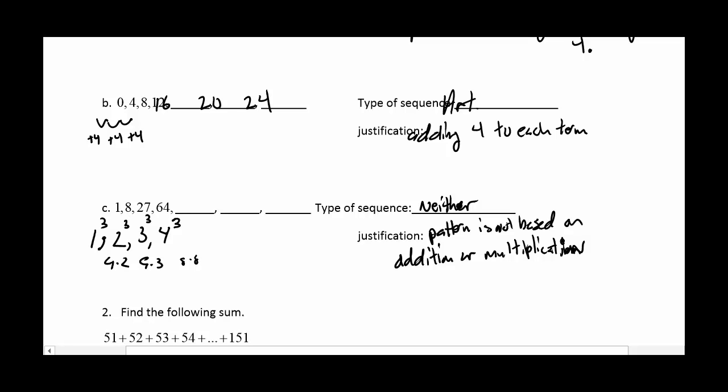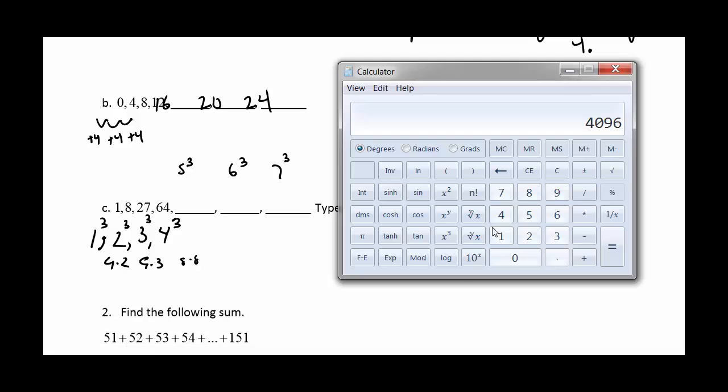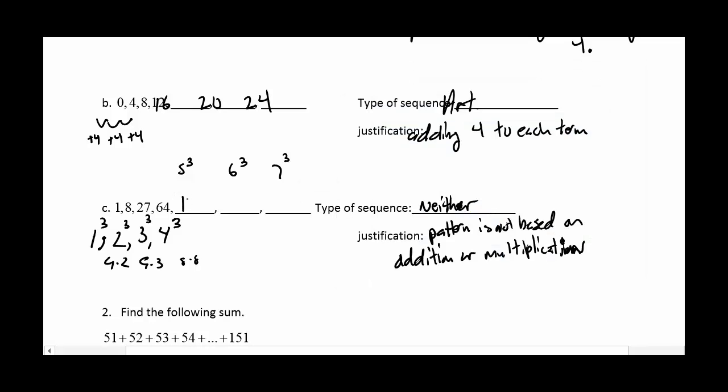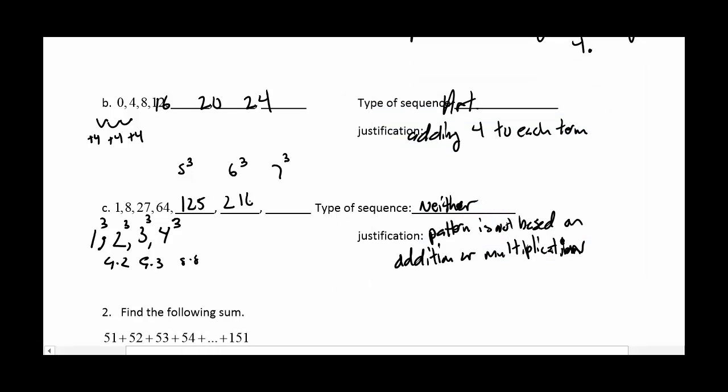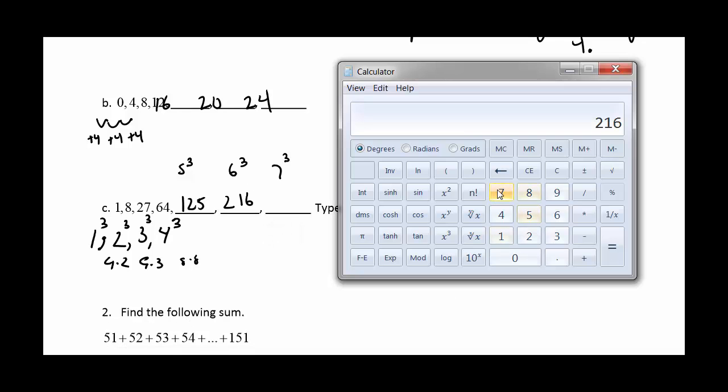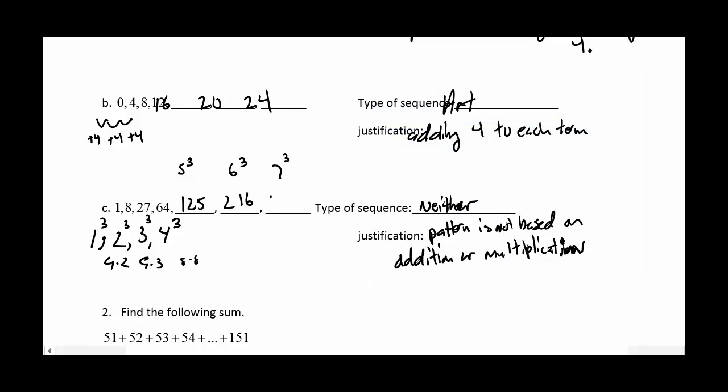So our next number would be 5 cubed, and then 6 cubed, and then 7 cubed. And so I'm just going to go to a calculator and type that in. Well, actually, 5 cubed is 125. 6 cubed, I don't think we necessarily would know that off the top of our heads, is 216. And 7 cubed is 343.